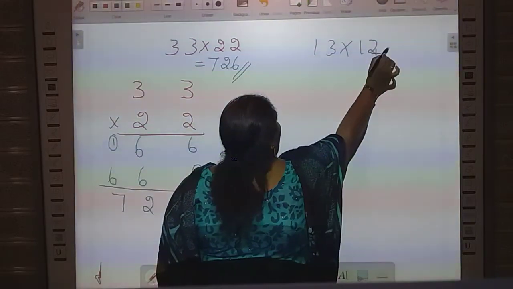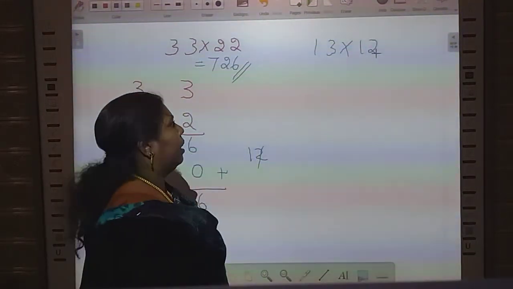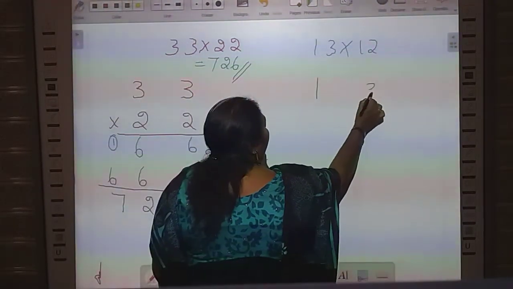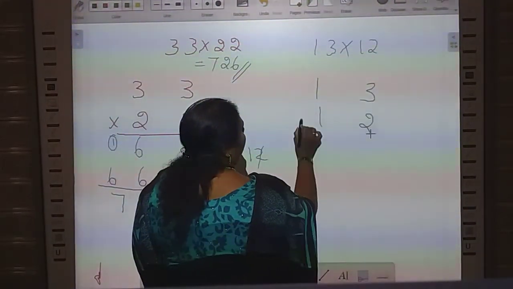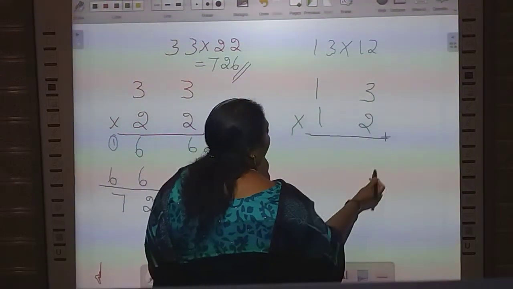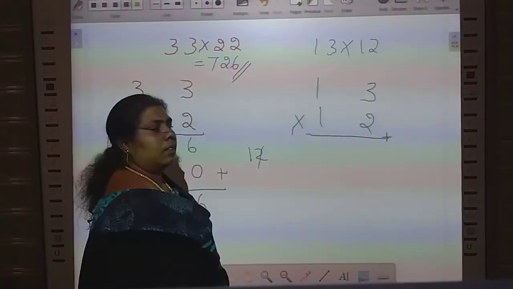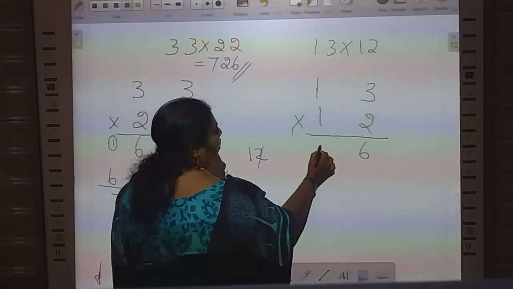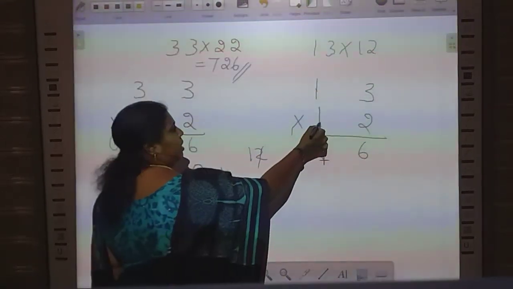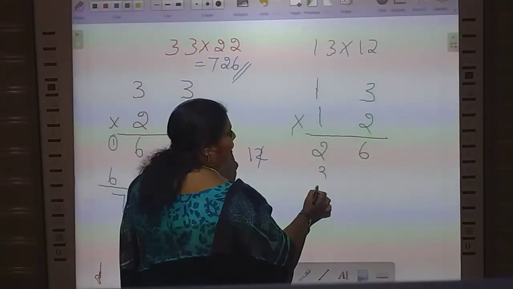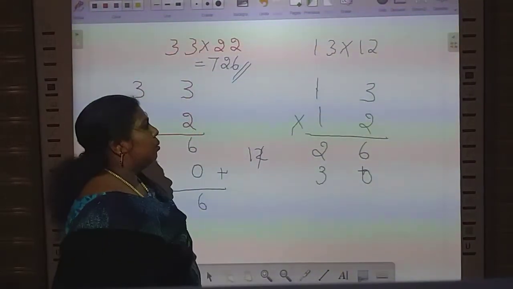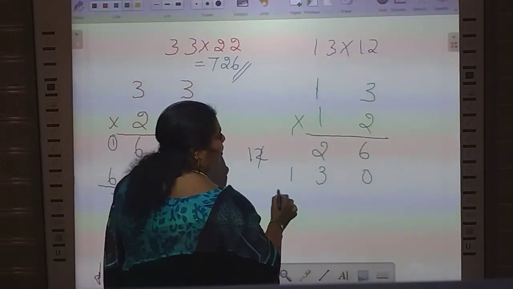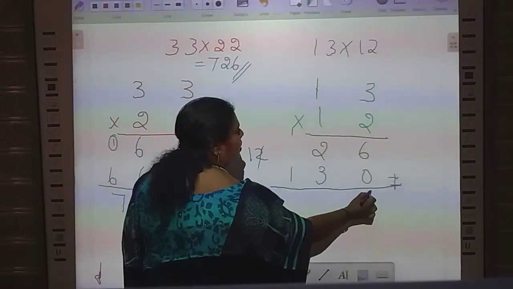13 into 12. Okay, 13 into 12. First 2 into 3. Okay, 2 times 3 are 6. Then 2 times 1 are 2 only. Next tens place 1 3 is 3. Here we put 0. Okay, 1 3 is 3. Then 1 1 is 1. Then add the product.